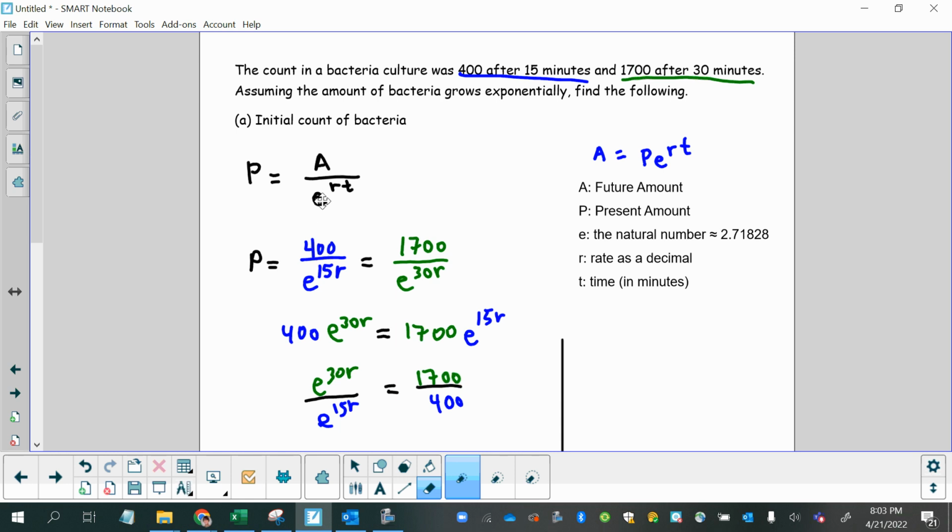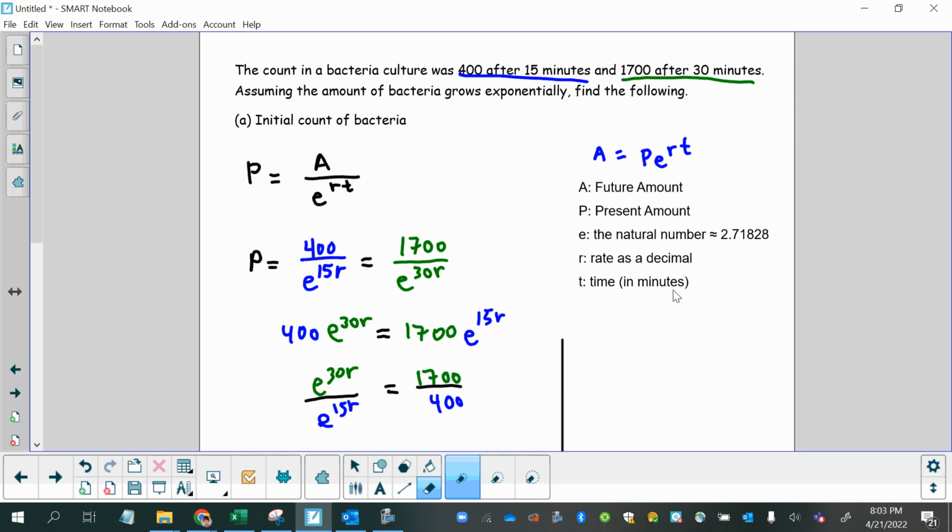So A over e to the rt for the first set, 400 after 15 minutes, becomes 400, the future amount, divided by e to the power of 15 times r. So 15 would be the minutes. Here time will be expressed in minutes.